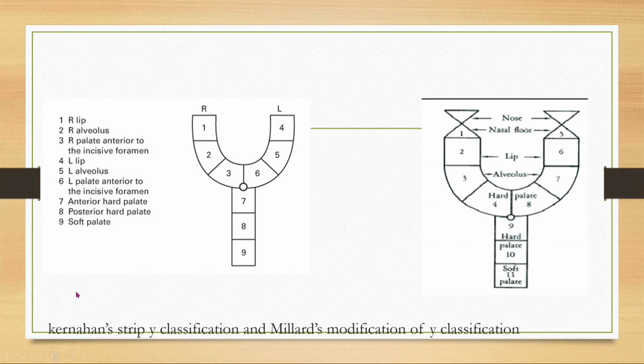So this is Kernahan-Stark's Y classification and Millard's modification of Y classification. It looks like a Y. So we have lip, alveolus, palate anterior to the incisive foramen, again lip, alveolus, palate anterior to incisive foramen, right and left. Then we have anterior hard palate, then posterior hard palate and soft palate. It looks like a Y. Then we have a modification, that is coming nose and nasal floor, then lip, then alveolus, hard palate, and soft palate.